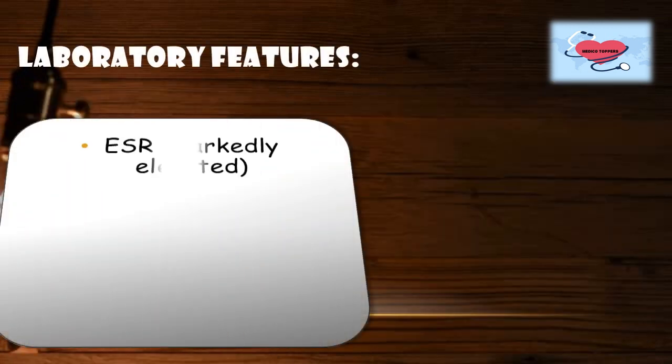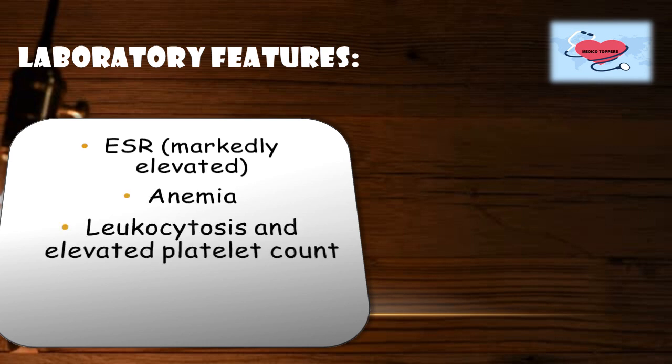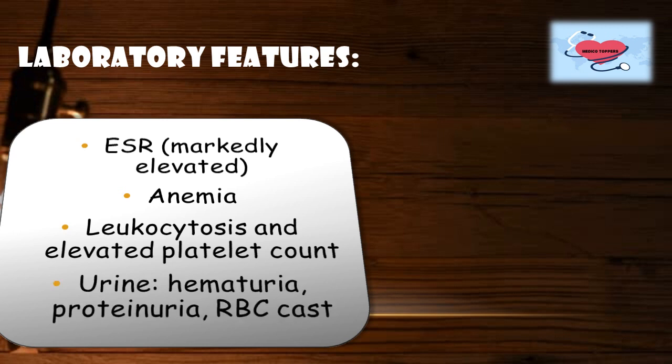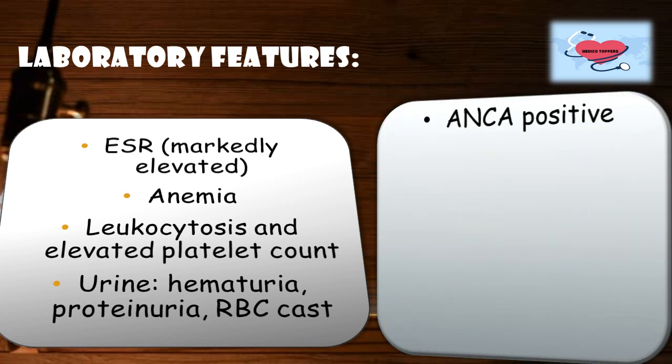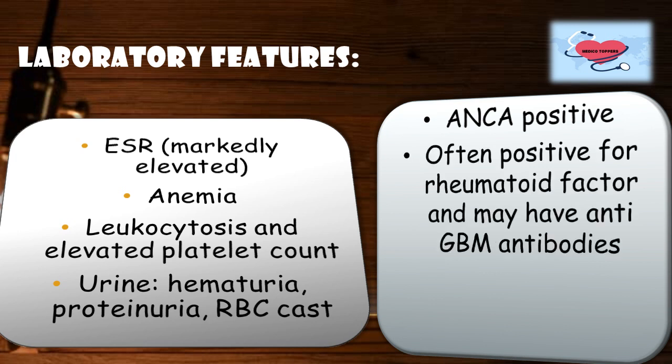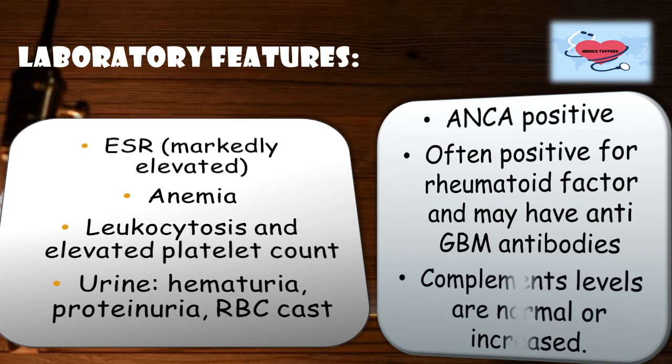Laboratory features. So first thing, ESR will be markedly elevated and there will be anemia. There will be leukocytosis and elevated platelet count. And in case of urine, we already saw there will be hematuria, proteinuria and RBC cast. Then ANCA positive, this we had seen in our previous video regarding the types of vasculitis, and there will be rheumatoid factor positive and there may be chances of anti-GBM antibodies positivity also. Then the complement levels are normal or increased.